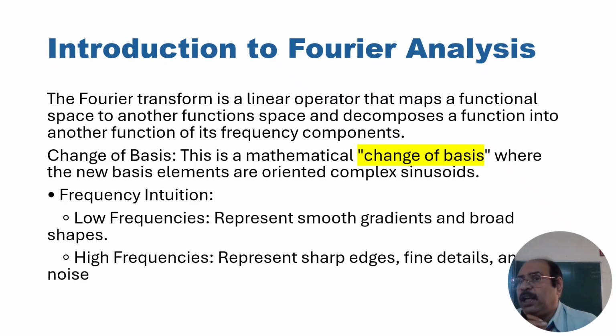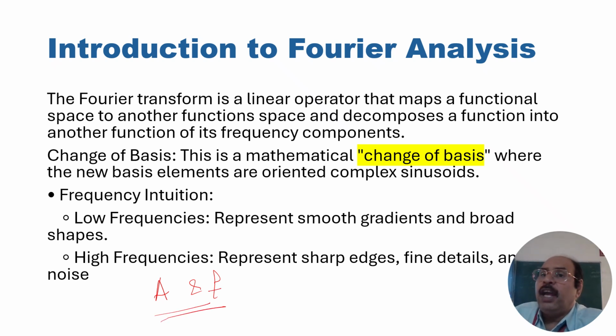So now we have seen linear operations. Fourier transform is a linear operator that maps a function space to another function space and decomposes a function into another function of its frequency components. You have to remember that whenever you study Fourier analysis, you have something called amplitude A and frequency F.